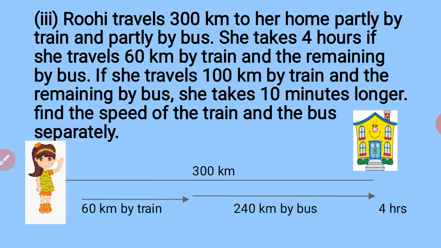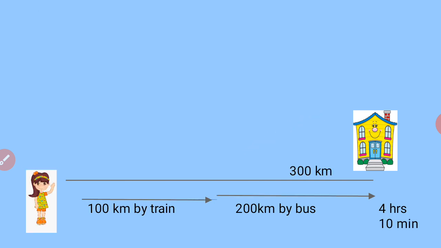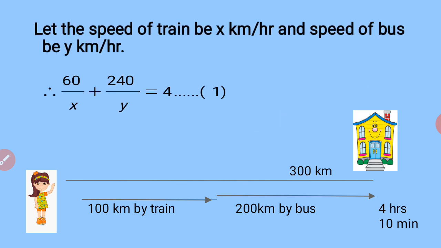Similarly, the time taken in bus will be 240 upon y. And the total time is 4. So this is how you get the first equation: 60 upon x plus 240 upon y equal to 4. And this entire statement is in time. Time plus time equal to 4 hours, that is also time. This is how each statement has to be in one thing only, that is either distance or speed or time. Here we have converted everything in time.